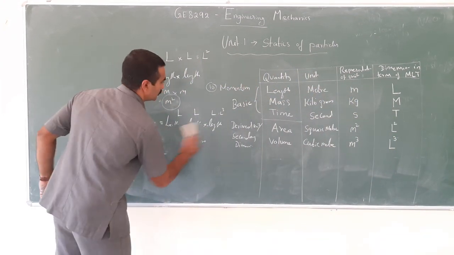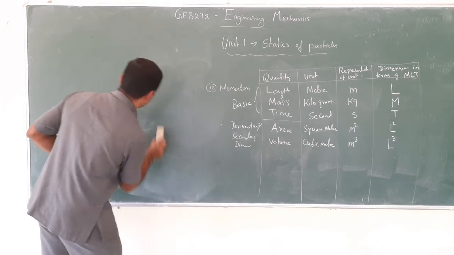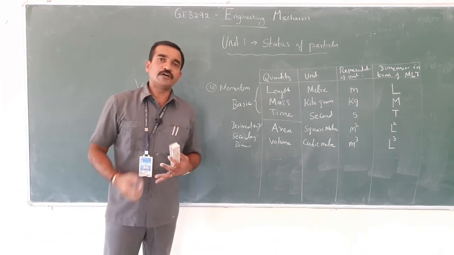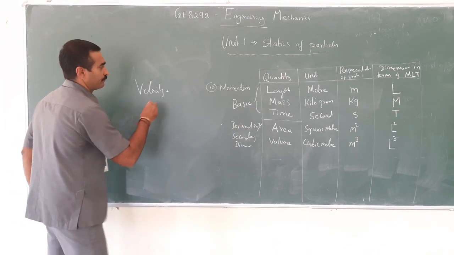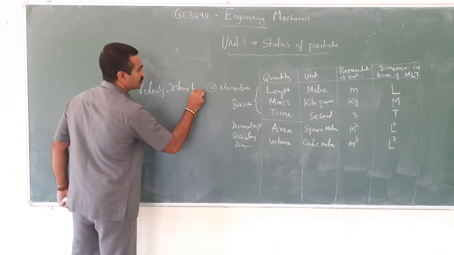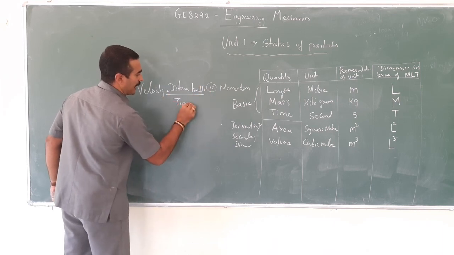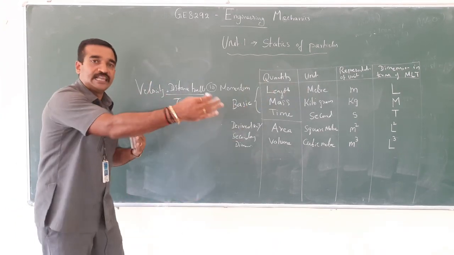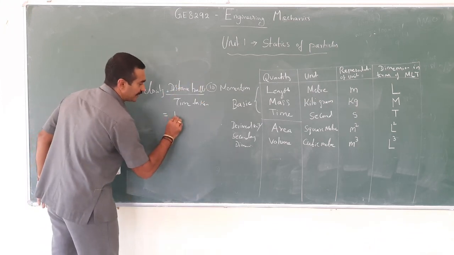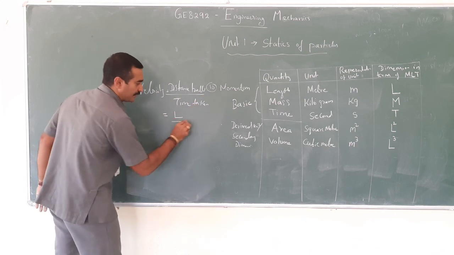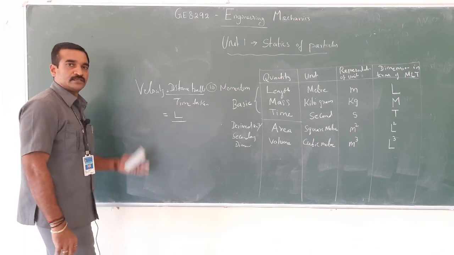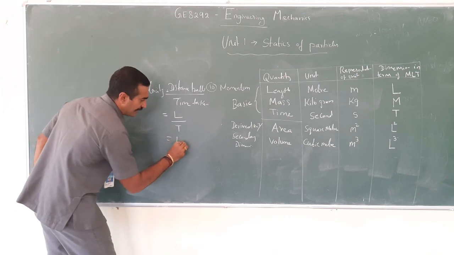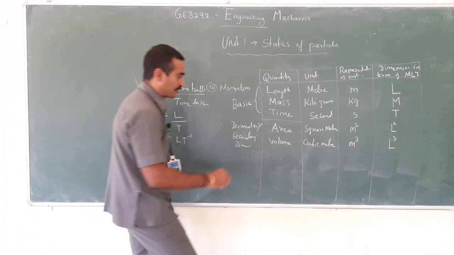Right. So next I am going to give the example for velocity. What is the definition of velocity? It is the distance traveled by time taken. Distance traveled is nothing but length, that is L, divided by time taken. Time taken is in terms of seconds, that is t. So this can be written as L into t power minus 1. Velocity.